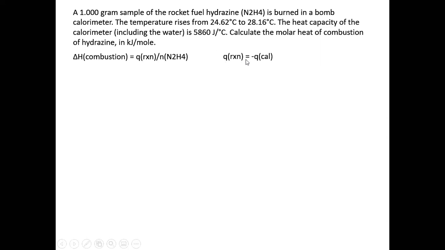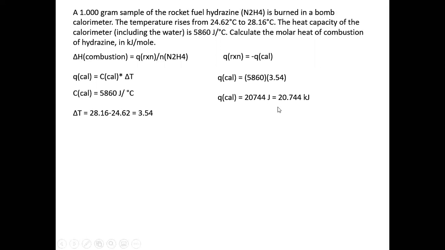Well, the Q of reaction is equal to the negative Q of calorimeter. So we can find the heat absorbed by the calorimeter. We can determine the heat released by the reaction. And so Q of calorimeter is simply just the calorimeter constant, or the heat capacity of the calorimeter, times the delta T. And the change in temperature of the calorimeter is the same as the water that's inside the calorimeter.